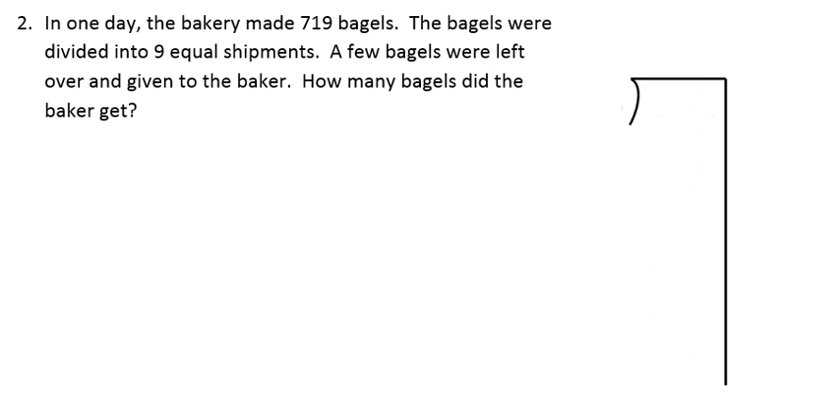This says, in one day the bakery made 719 bagels. The bagels were divided into 9 equal shipments. A few bagels were left over and given to the baker. How many bagels did the baker get?